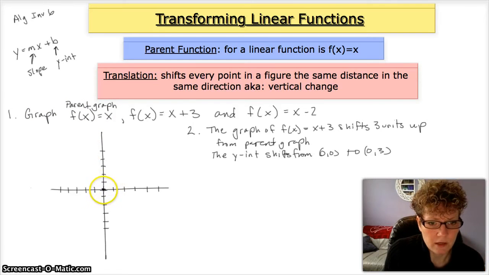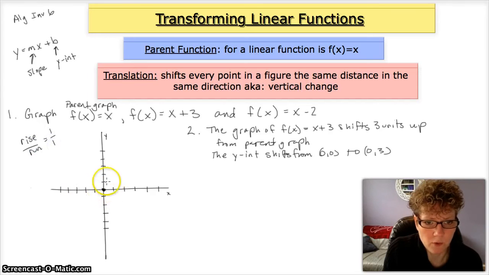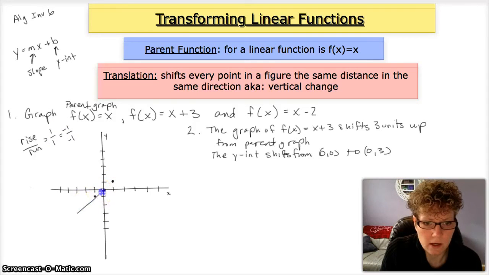We're going to begin with the y-intercept, which is 0. This is the y-axis and this is the x-axis. Now the slope is 1, or 1 over 1, which means the rise over run is 1 over 1. So it goes up 1 over 1. It is a positive slope. It would go down 1, back 1, because it's also equivalent to negative 1 over negative 1. So here's our line of the parent graph.